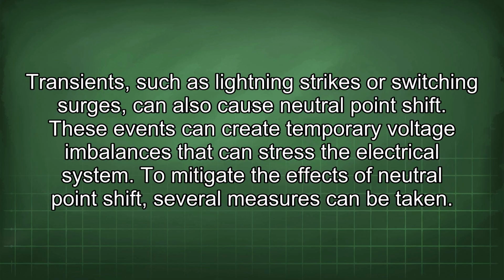Transients, such as lightning strikes or switching surges, can also cause neutral point shift. These events can create temporary voltage imbalances that can stress the electrical system. To mitigate the effects of neutral point shift, several measures can be taken.